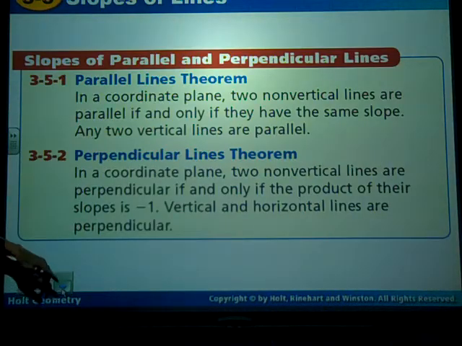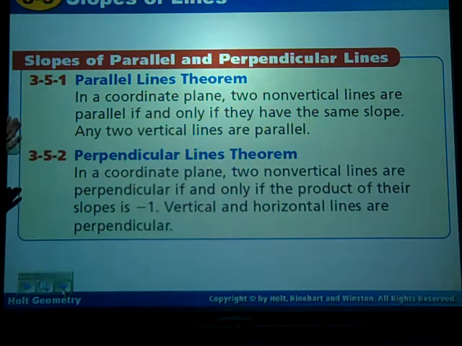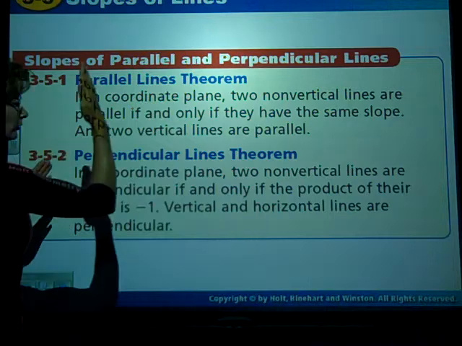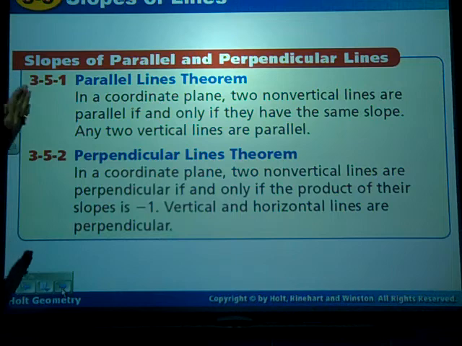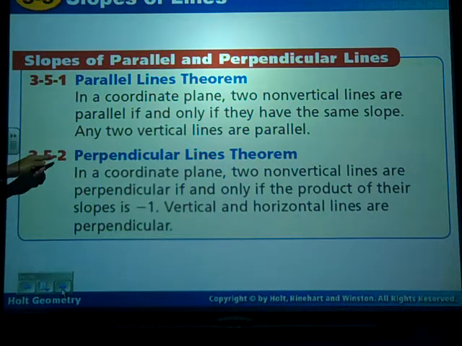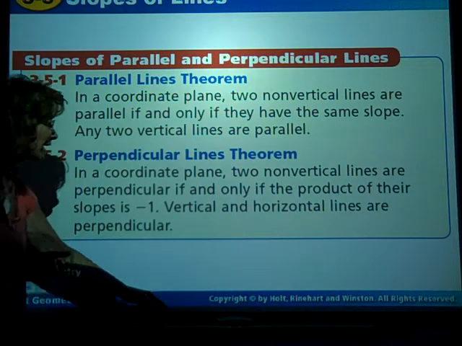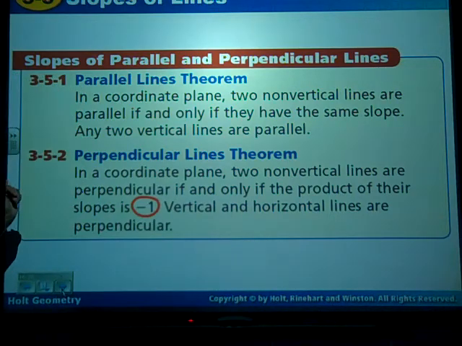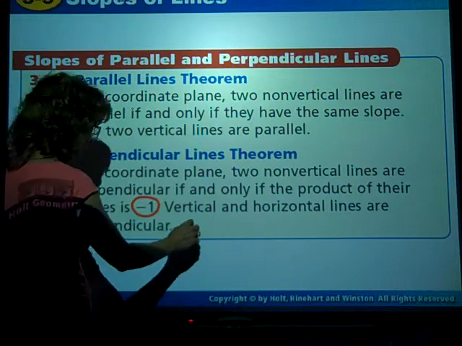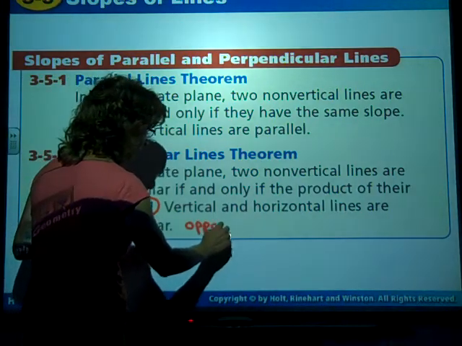Okay, now let's talk about parallel lines. When you think about slope being steepness, if lines are parallel, they're going to have the same slope. So vertical lines, they're all parallel. Straight vertical, straight up and down, straight across. Horizontal lines, they're all parallel. And they can have the same slope, the same steepness, and be on a slant too. Perpendicular lines have slopes whose product is -1. That means they're opposite reciprocals.